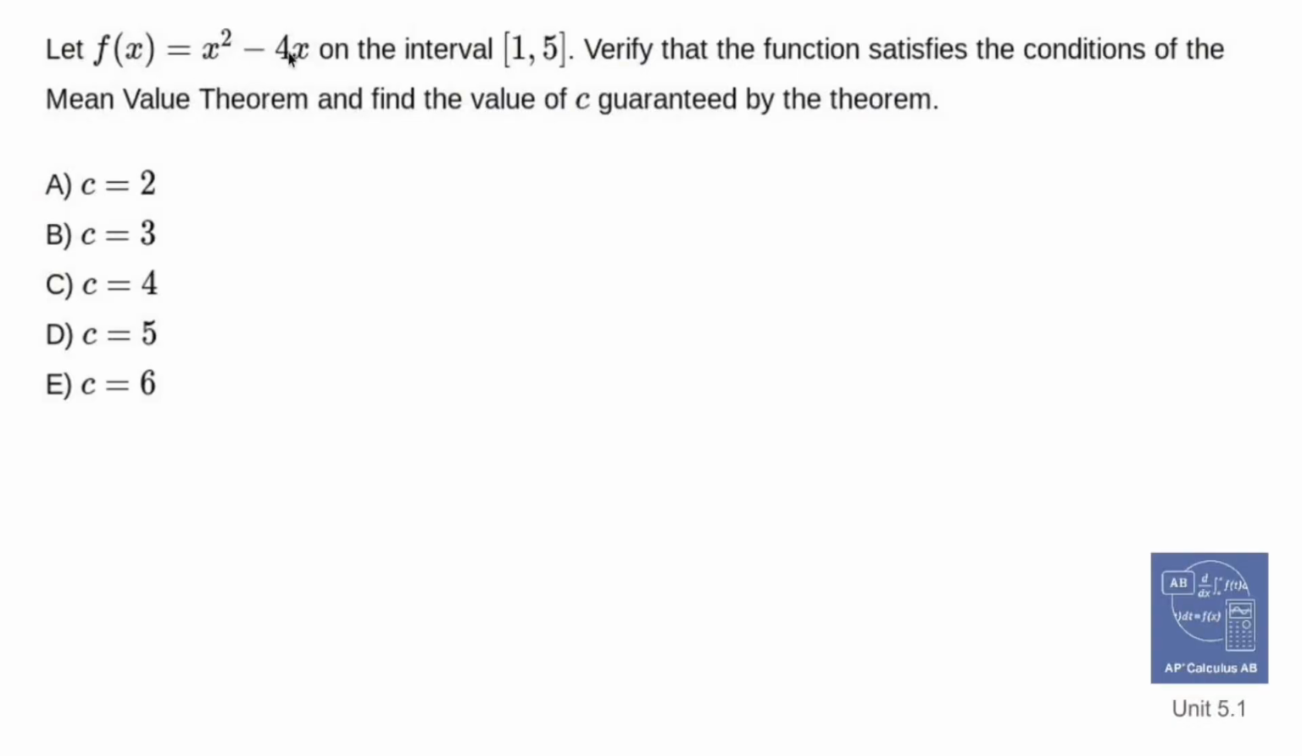Let f of x equal x squared minus 4x on the interval [1, 5]. Verify that the function satisfies the conditions of the mean value theorem and find the value of c guaranteed by the theorem. Well, it's continuous, it's differentiable, that's fine. So it satisfies the conditions of the mean value theorem.